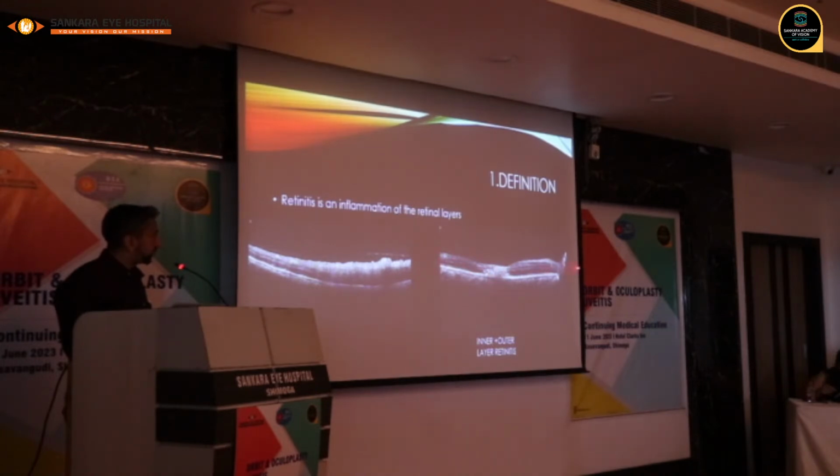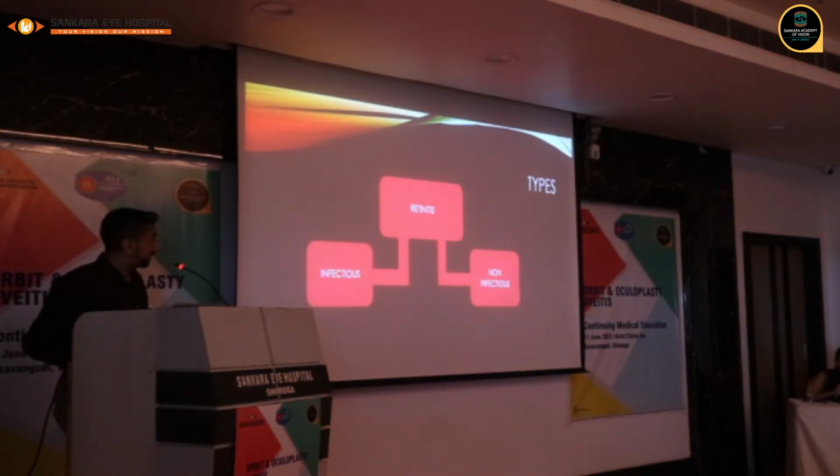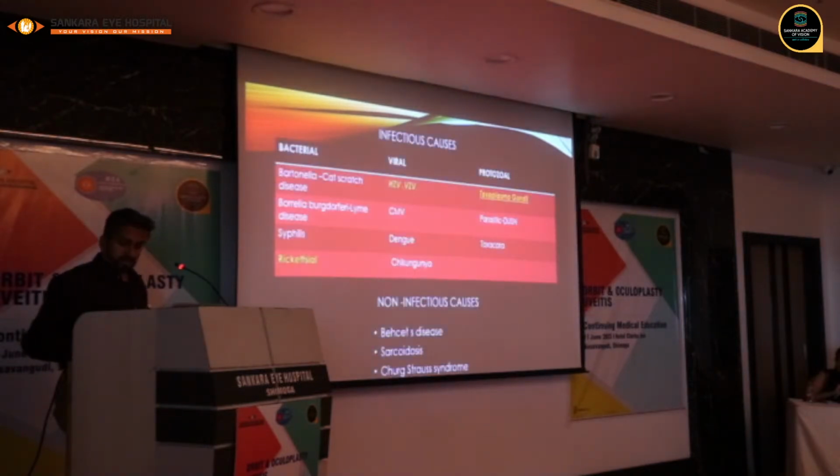There is also an outer layer retinitis, as can be seen in syphilis, as already told by Dr. Kalpana. So that is relatively less common. Most retinitis is inner layer retinitis or total layer retinitis. Retinitis can be infectious or non-infectious. Important infectious causes I'd like to stress upon: rickettsia in the bacterial group; herpes zoster virus, varicella and CMV in the viral group; and the important one in the protozoa is toxoplasma gondii.